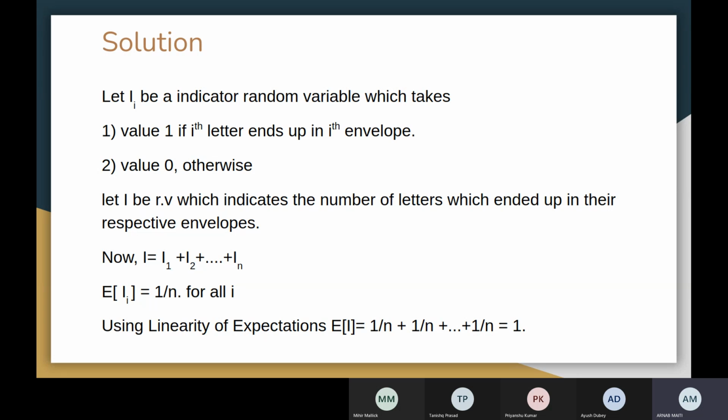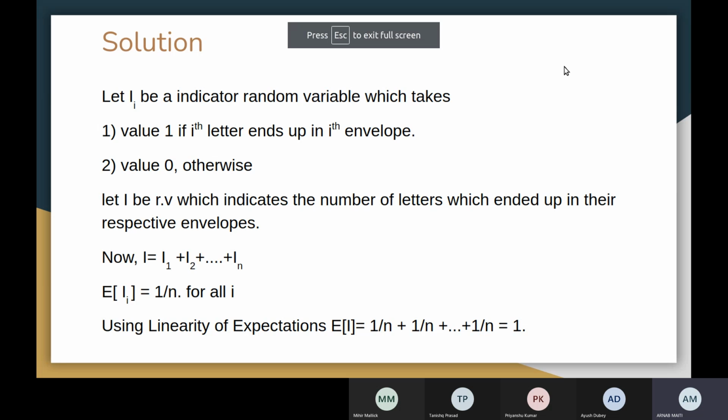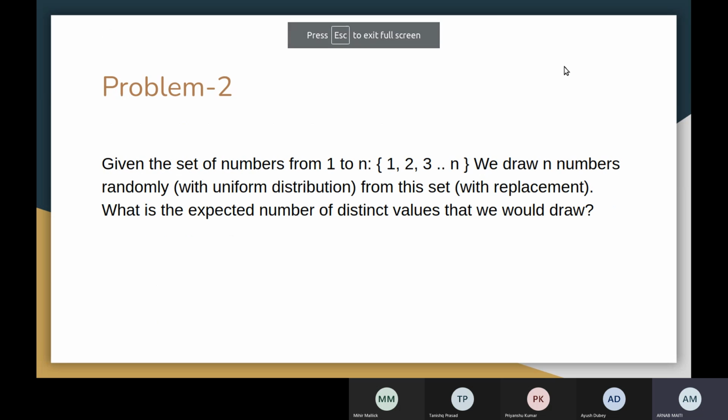So this was the first question. Let me check how much time is left. Okay, we have time maybe for one more question, and then the last question we will give you as homework. So the question here is: we have a set of numbers 1 to n, and we draw n numbers randomly. Once we draw a number, we again redraw from the same set.